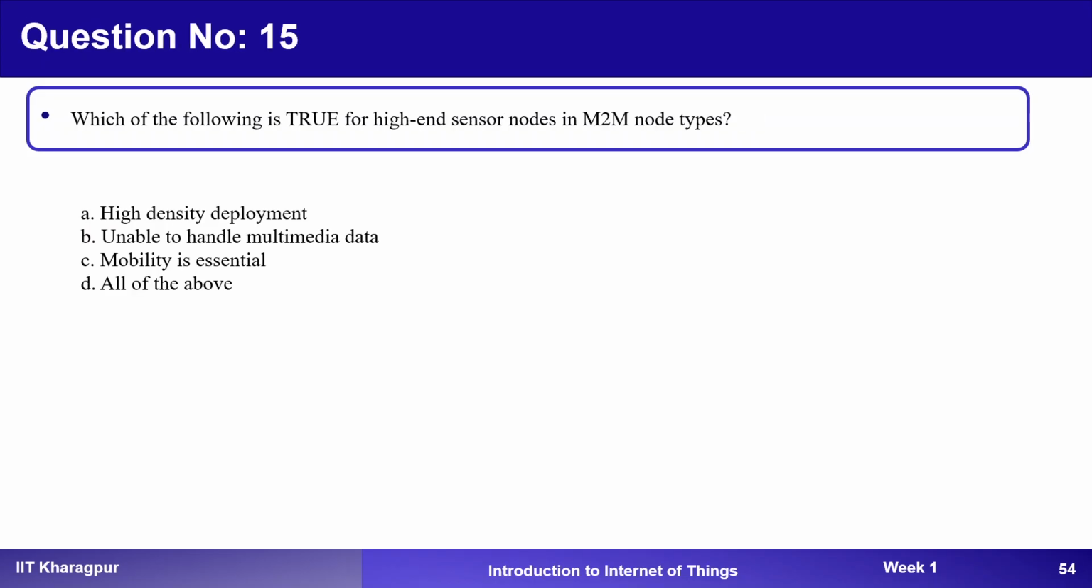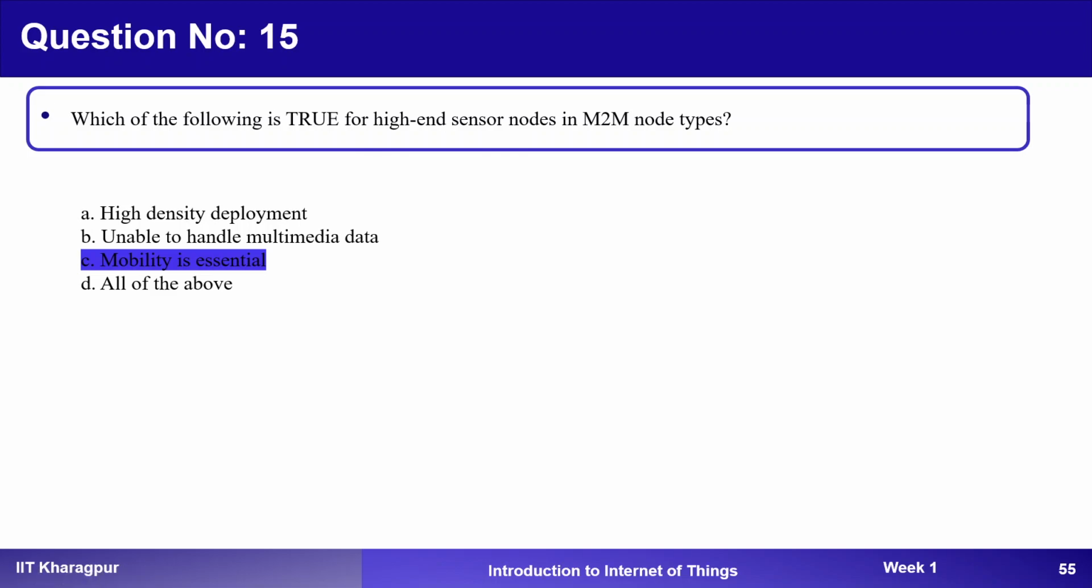Next one is, which of the following is true for high-end sensor nodes in M2M node types? High density deployment, unable to handle multimedia data. Ma'am, mobility, all of the above. No ma'am, mobility is essential. Which of the following is true for high end? Ma'am, C option. C, yeah. But I guess it is also able to handle your multimedia data, for example your videos, and there is no requirement of your high density deployment in case of your high end sensor nodes.